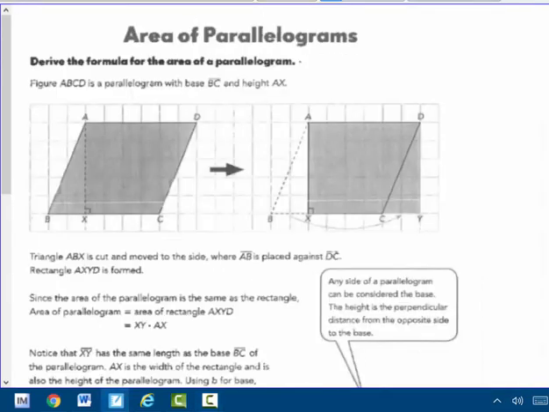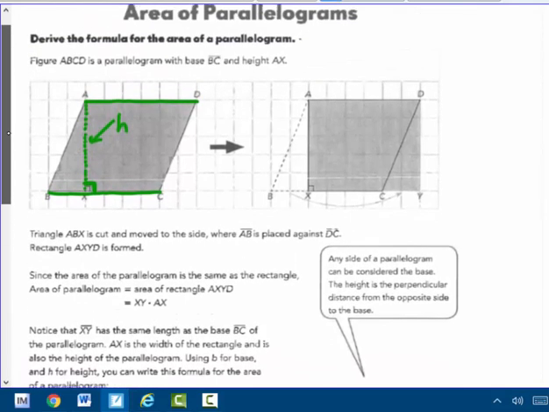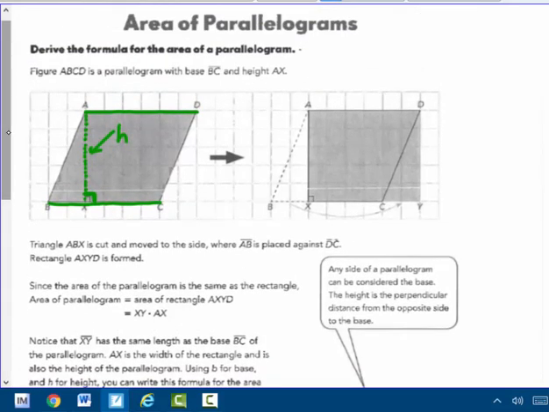Next page, area of parallelograms. Figure ABCD is a parallelogram with base BC and height AX. A height is the perpendicular distance from one base to its opposite parallel base. So with bases BC and AD, that perpendicular 90 degrees distance from A down to its opposite base would be the height, AX.